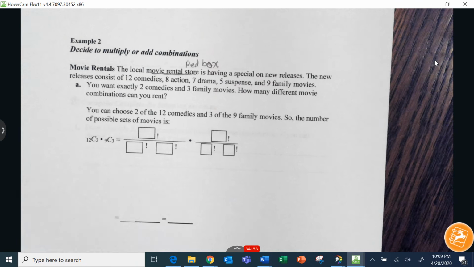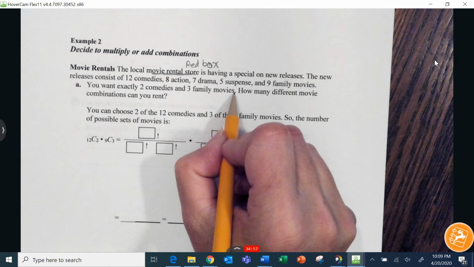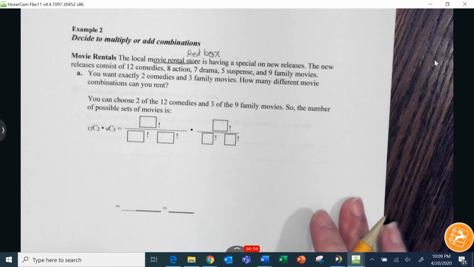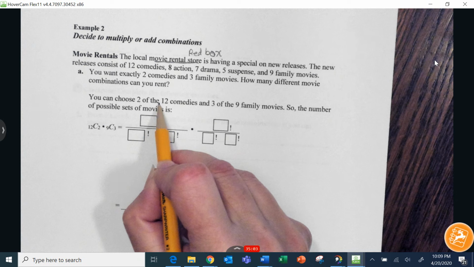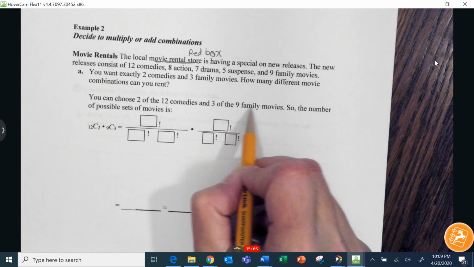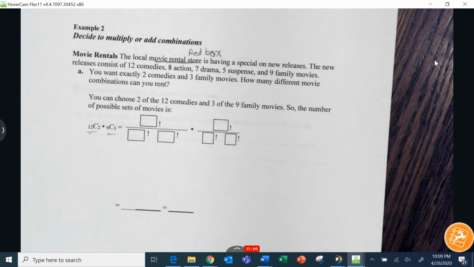All right. You want exactly 2 comedies and 3 family movies. How many different movie combinations can you rent? So this is how you're going to do this one. If you can choose 2 out of 12 comedies and 3 out of 9 movies, we're going to have 2 sets of combinations. And then we're going to use our fundamental counting principle to multiply those together.